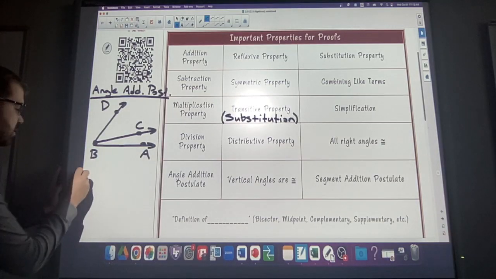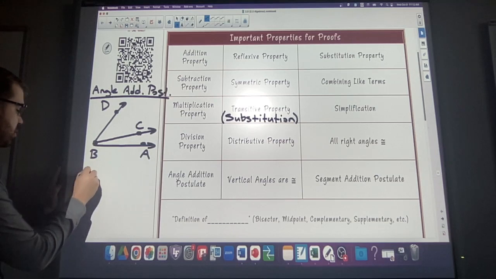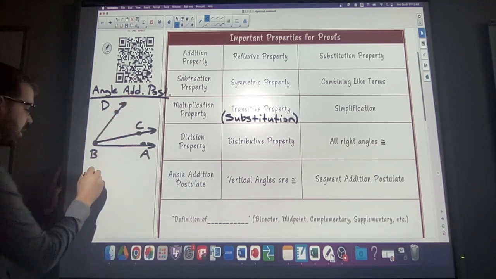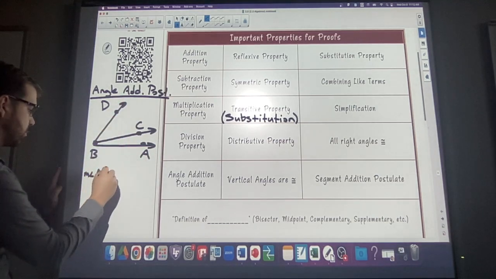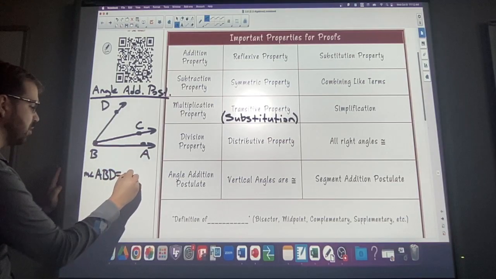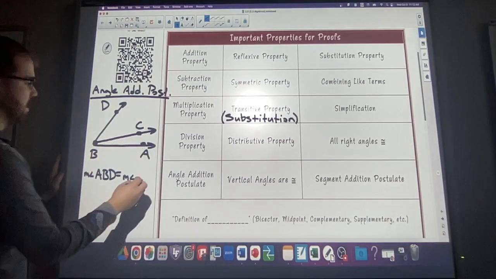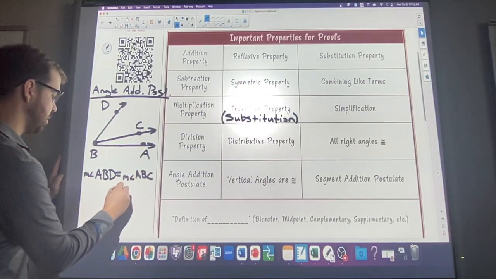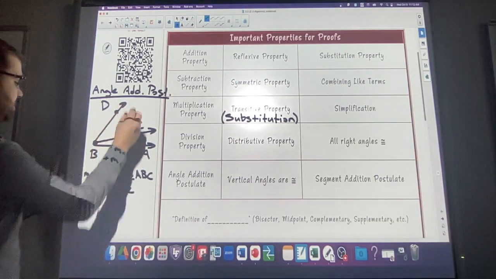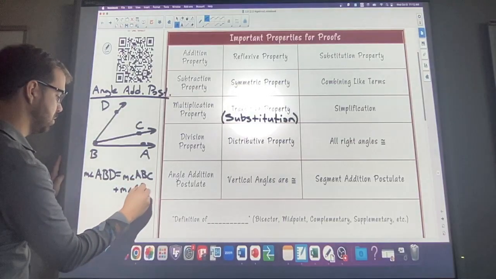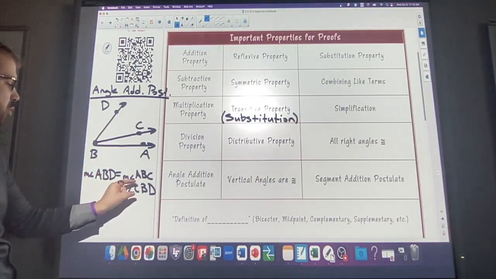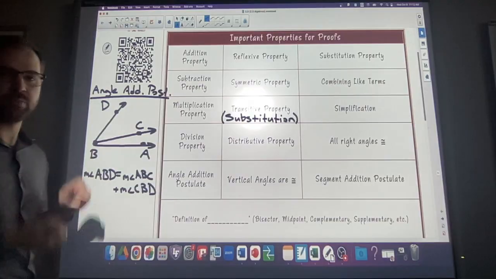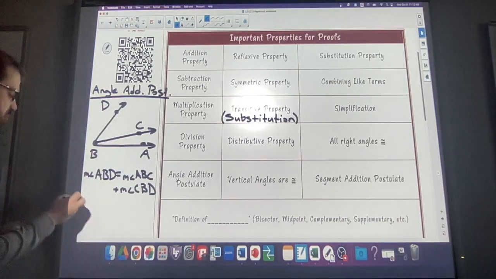Okay, so we can say this. We can say that the measure of angle ABD, the big angle, equals the measure of the small one, angle ABC, plus the measure of angle CBD. All right, so we're just saying the two smaller ones added together make the big angle. Pretty straightforward. That's the angle addition postulate.